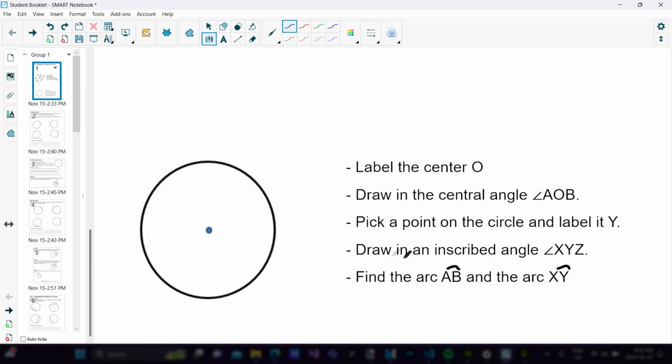One last thing, if we scroll down, I believe we have this diagram. Much the same, a couple new terms here. So label the center O. Well, the center is the center of the circle, so it's that point, and they want us to name it the letter O, so put a big O right there.